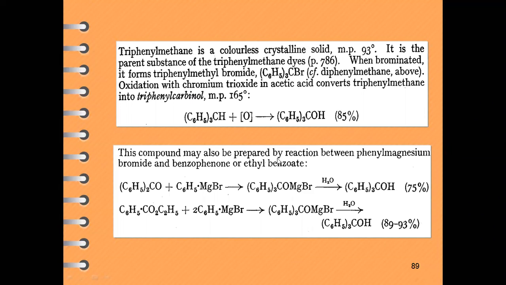Now, this compound may also be prepared by reaction between phenyl magnesium bromide and benzophenone. So this triphenyl carbinol will be synthesized by utilizing benzophenone or ethyl benzoate. Now, what type of questions may they ask? They may ask, write the derivatives of triphenyl methane. This question is asked 2 times. So what is the derivative of triphenyl methane? Triphenyl carbinol is the derivative of triphenyl methane.